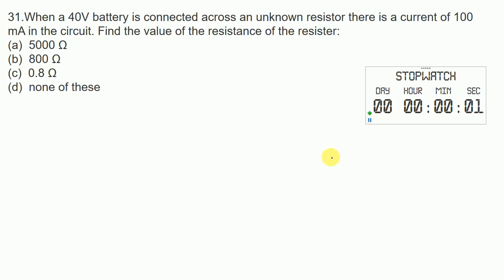Next, so come on, solve it. 30 seconds. A 40 volt battery is connected across an unknown resistor. There is current of 100 milliampere in the circuit. Find the value of the resistance of the resistor.